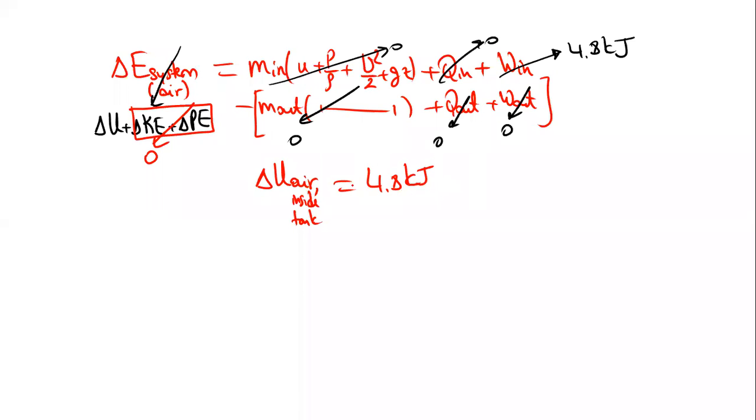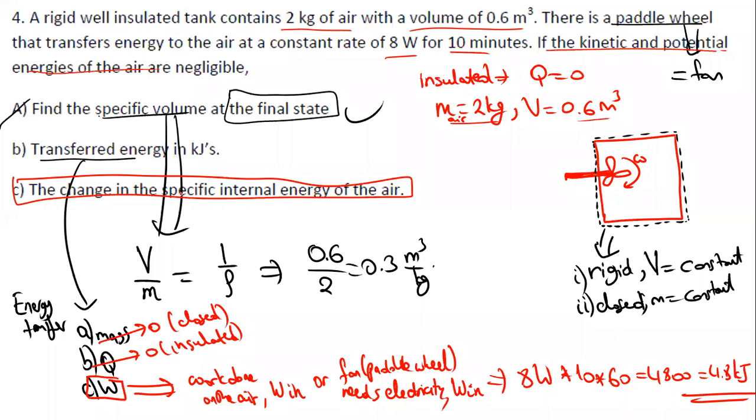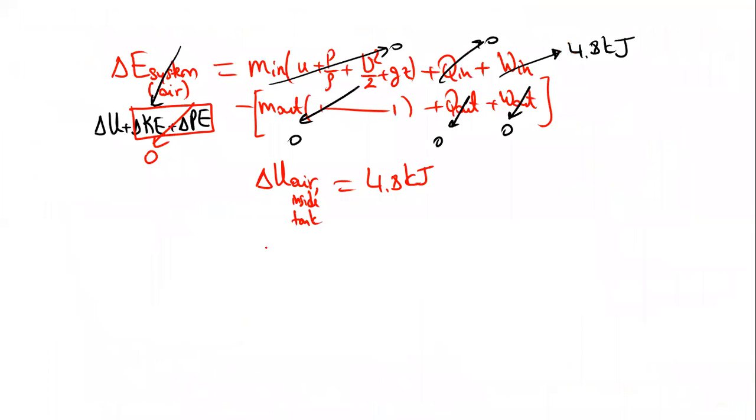This one is internal energy, but the question requires the specific internal energy. And when we say specific internal energy, you just divide by mass. So delta U of air divided by mass will be that specific internal energy.